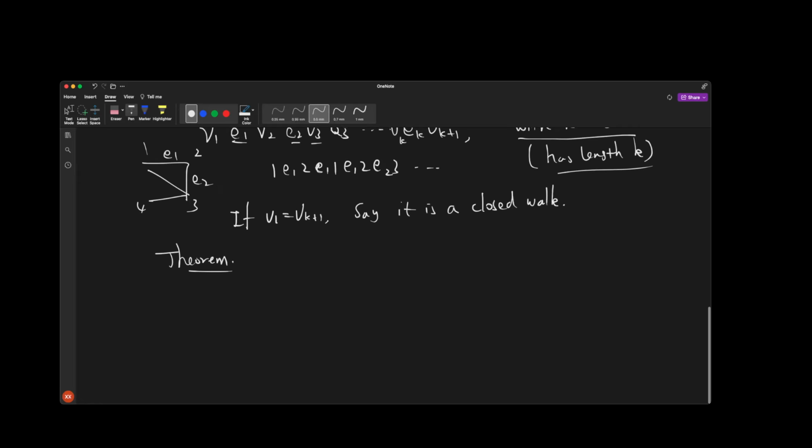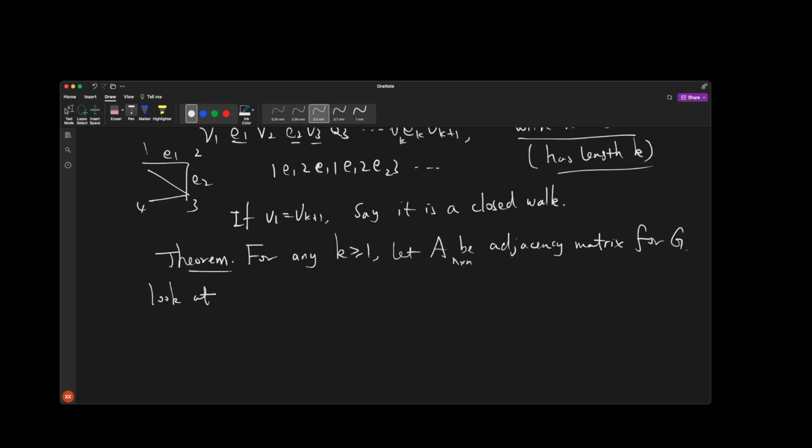So for any positive integer k, let A be, for example, the adjacency matrix for a graph G. Okay, so let's say n by n. So G has n vertices. We look at the matrix A to the power of k. So it's a product matrix of exactly k copies of A.